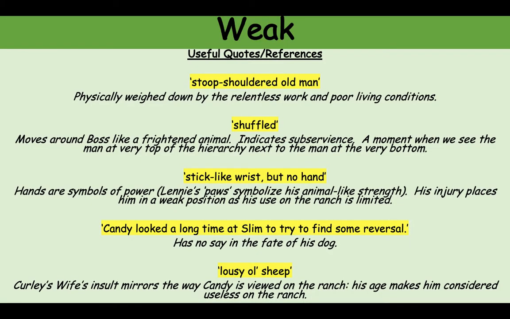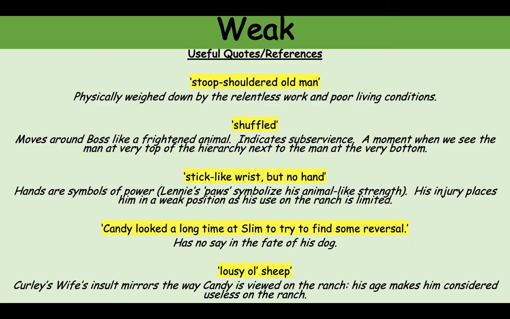So first of all, let's think about the fact that he's the weakest member, or one of the weakest members, on the ranch. And that's immediately clear by his first description. We're told that he's a stoop-shouldered old man. So he's physically weighed down by the relentless work and poor living conditions. You could also talk about how that's metaphorical as well. Is he metaphorically weighed down by his oppression?